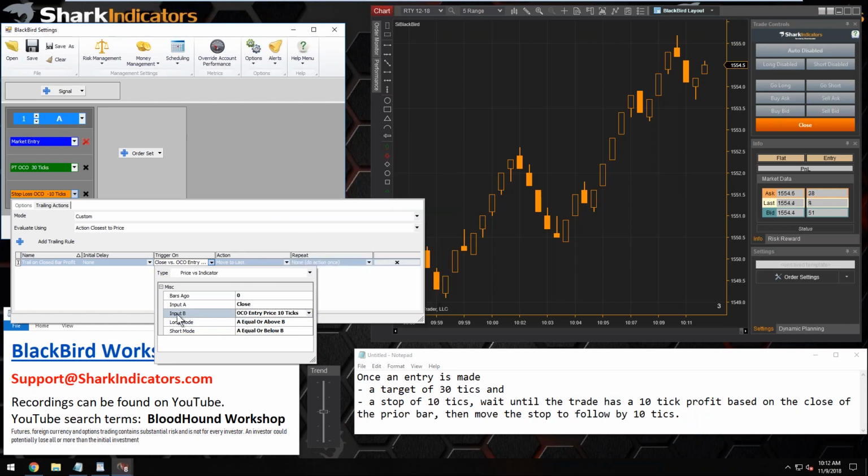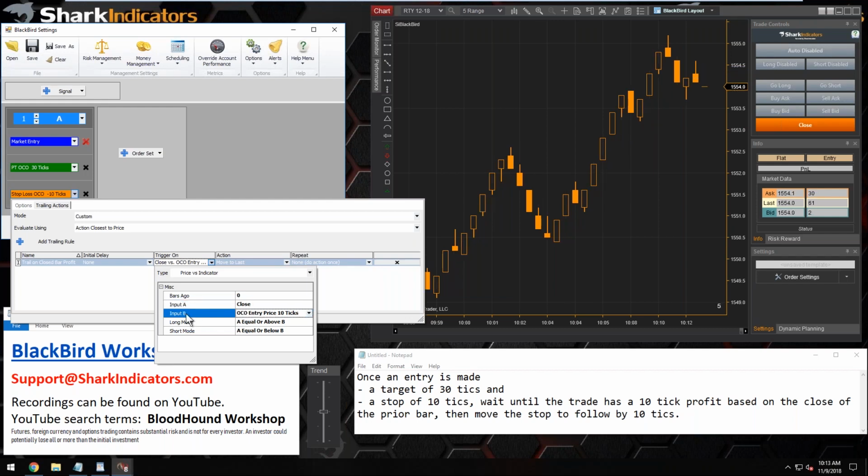So there you go. Input B has the 10-tick profit basically built into it, or coded into it. We just need to compare the close to the calculated price for input B. Input A is the actual closing price of the bar, and input B is a calculated price: we take the entry price and add 10 ticks to it, which gives us our 10-tick profit.